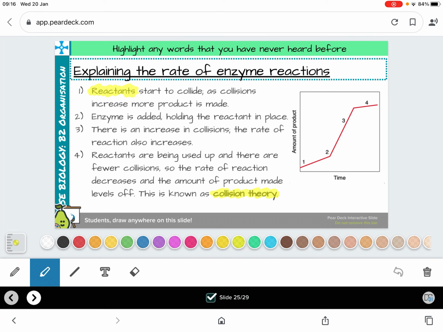So towards the end, it levels off. You can see in kind of section 4 on this graph, as the reactants are being used up, so there's less particles available to react, the reaction slows down a little bit. And this is what's known as the collision theory. When you get to year 11, there's an entire module about the collision theory, so you will learn a bit more about this.